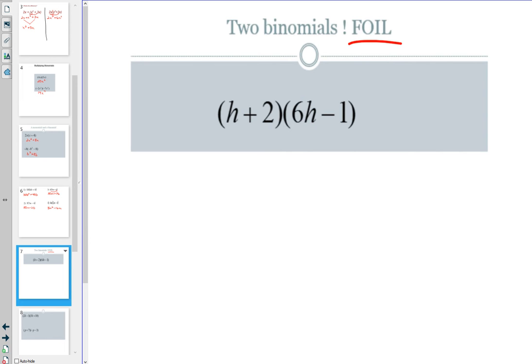Nick, what is the first term in the first parentheses? First term in the first parentheses, h. Good, so we're just going to get that h and distribute it to all the terms in the second parentheses. h times 6h is 6h squared. h times negative 1 is negative h. And I have now exhausted the h. It's gone, you already used it.